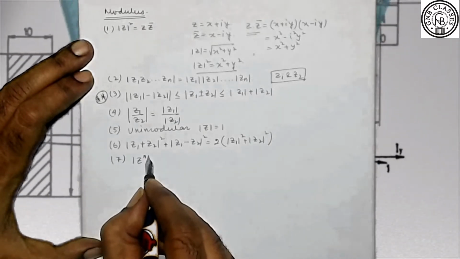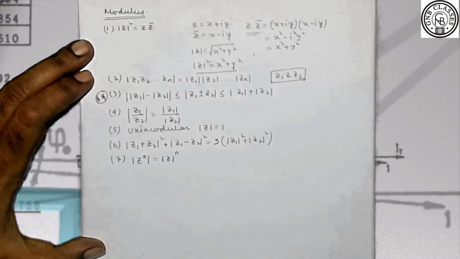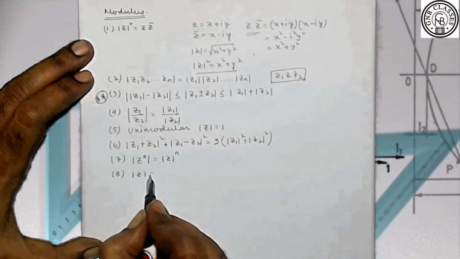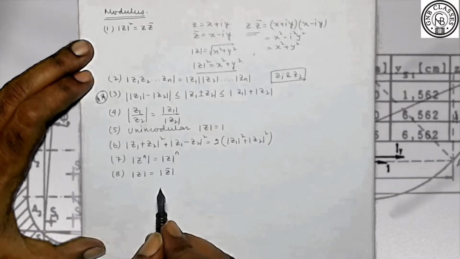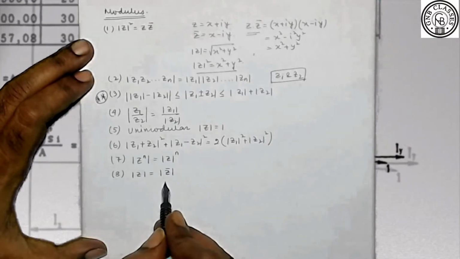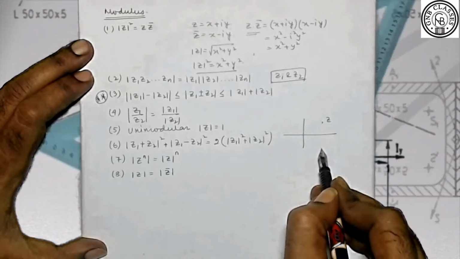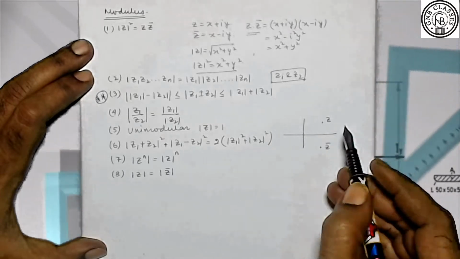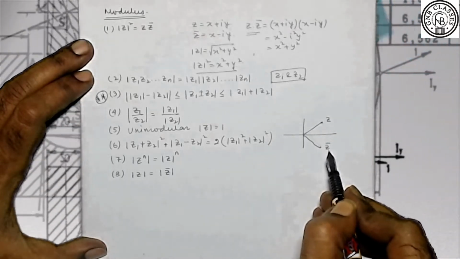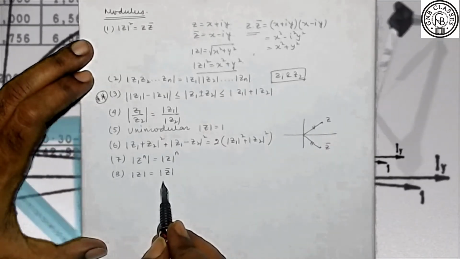Mod of z to the power n is same as mod of z whole to the power n. And this is the most important one. Mod of z is same as mod of z bar. Graphically, and also the normal way, in both ways you can prove this, because if this is z, your z bar is the mirror image of this point z. So modulus of z and modulus of z bar, this length will not change. Therefore mod of z is same as mod of z bar.